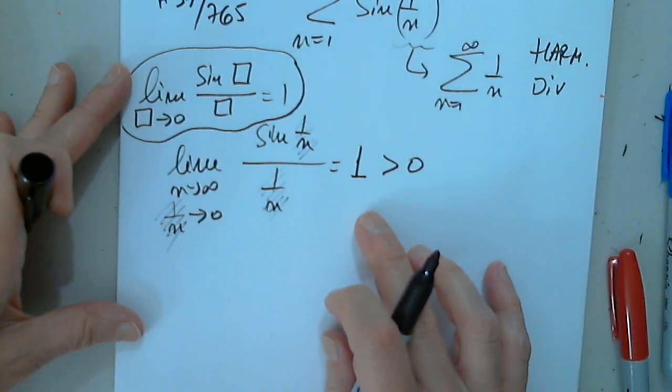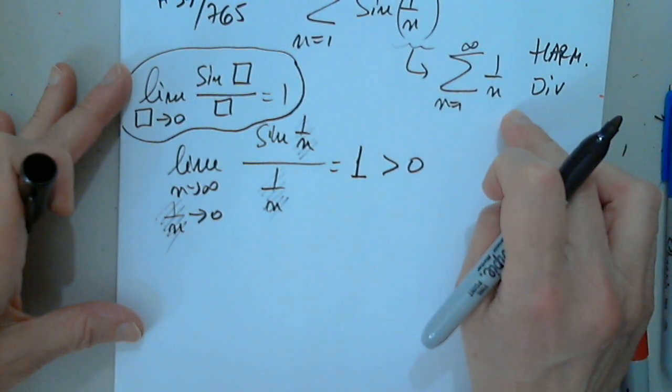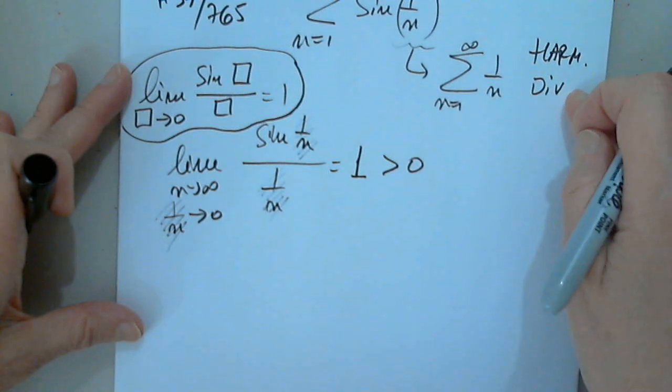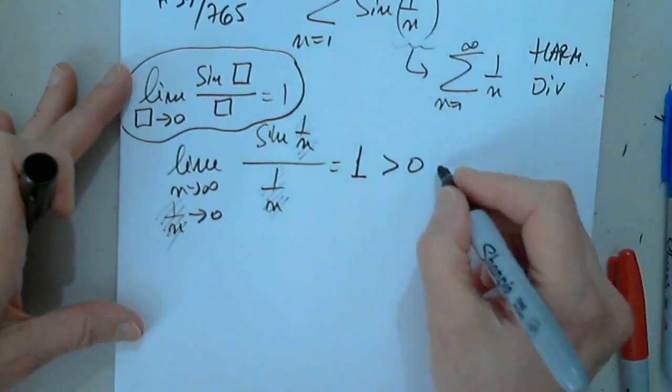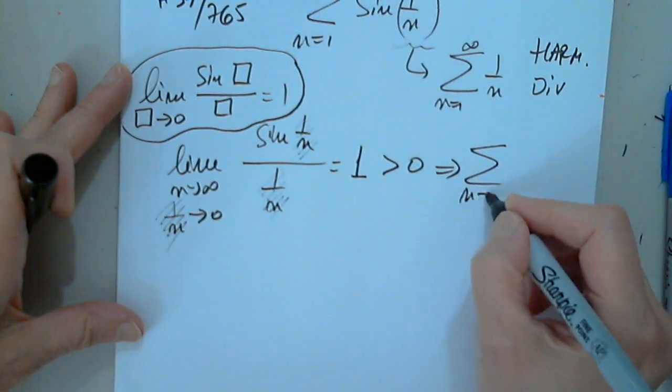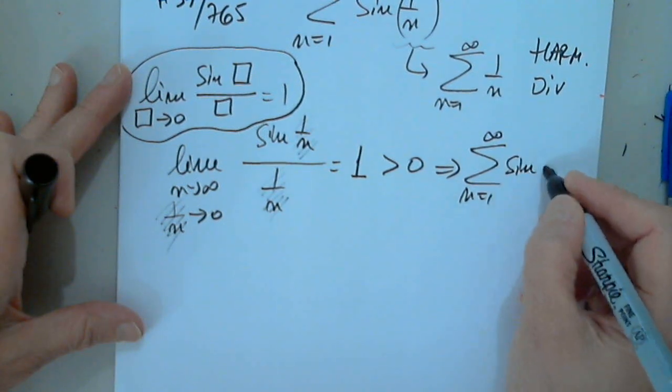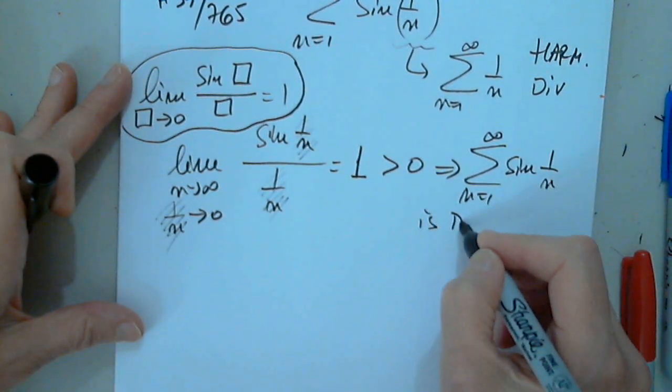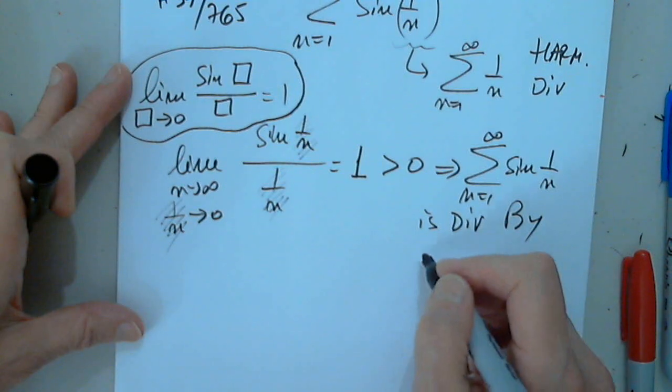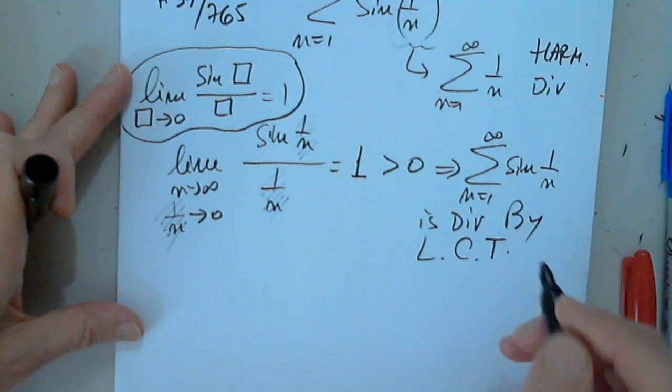This number is greater than 0. We used a series that is divergent, so is this. So then therefore the sum from n equals 1 to infinity of sine 1 over n is divergent by the limit comparison test.